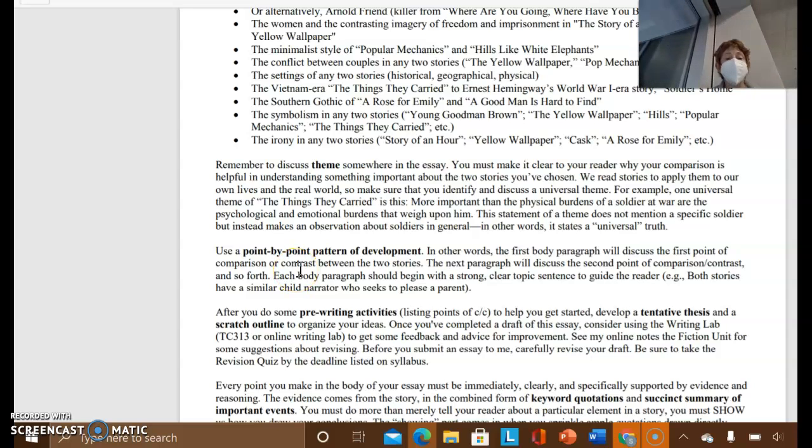When writing this essay, use a point-by-point pattern of development. In other words, the first body paragraph will discuss the first point of the comparison or contrast between the two stories. The next paragraph will discuss the second point of the comparison, contrast, and so forth. Each body paragraph should begin with a strong, clear topic sentence to guide the reader. Both stories have a similar child narrator who seeks to please a parent.